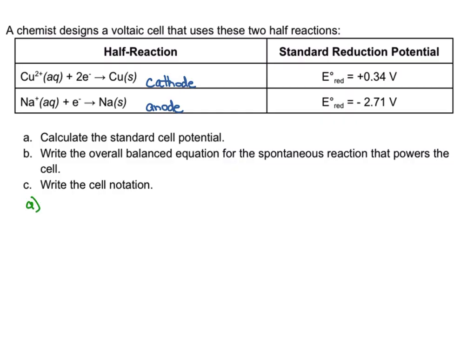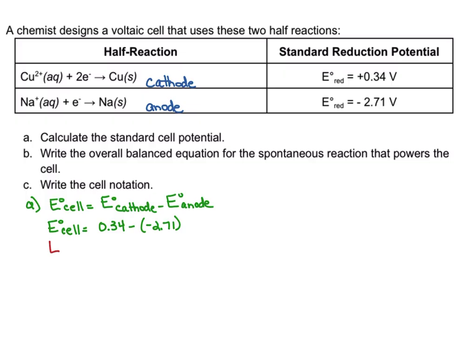We're asked to calculate the standard cell potential. Cell potential is equal to cathode minus anode. We're going to go ahead and plug in our numbers. And our final answer should have 2 decimal places.